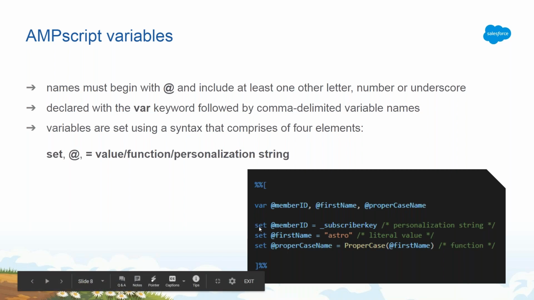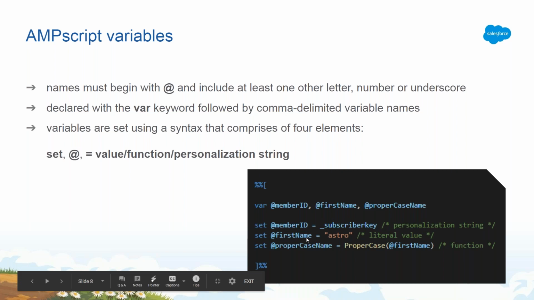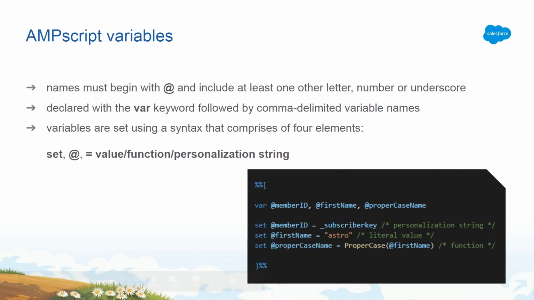We are setting the first variable value, member ID, to the subscriber key, which is a personalization string. The second variable, first name, will be set to a literal value. This is a string with the word astro. And the last one here, proper case name, will be using a function. So basically, those are the different options that you have here. And once a variable is set, its scope is set globally, which means that you can use the variable anywhere further in your code.